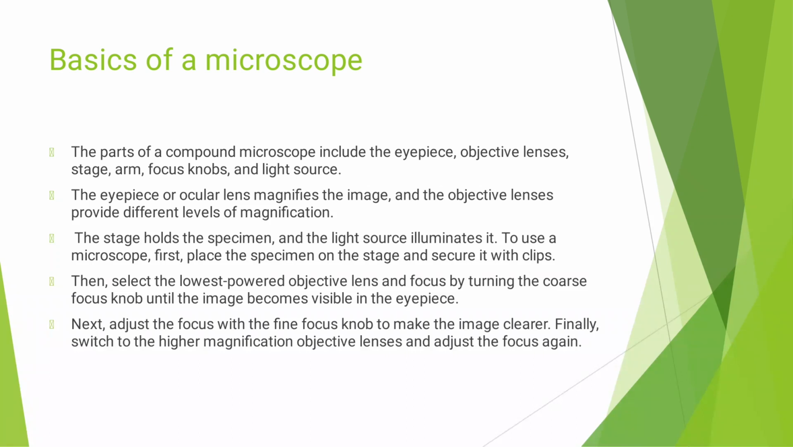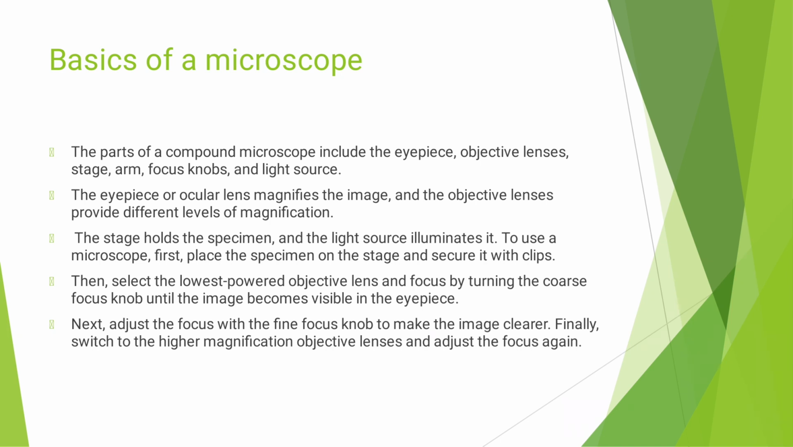The parts of a microscope include the eyepiece, objective lens, stage, arm, focus knobs and light source. The eyepiece, or ocular lens, magnifies the image, and the objective lenses provide different levels of magnification. The stage is used to hold the specimen.